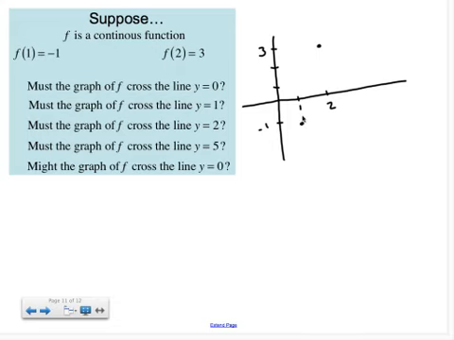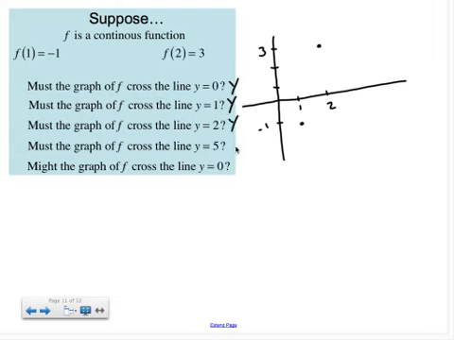So must f cross the line y equals 0? In other words, the x-axis. Yes, I cannot go from a y value of -1 to a y value 3 without lifting my pencil and not crossing the x-axis. So that is a yes, and the reason is the intermediate value theorem. And we'll talk about how to express ourselves on the next slide. Must f cross the line y equals 1? Yes, the y value 1 is right here, and to go from -1 to 3, I have to cross that line, no doubt about it. Must f cross the line y equals 2? Again, 2 lies between -1 and 3, so yes, f must cross that line.